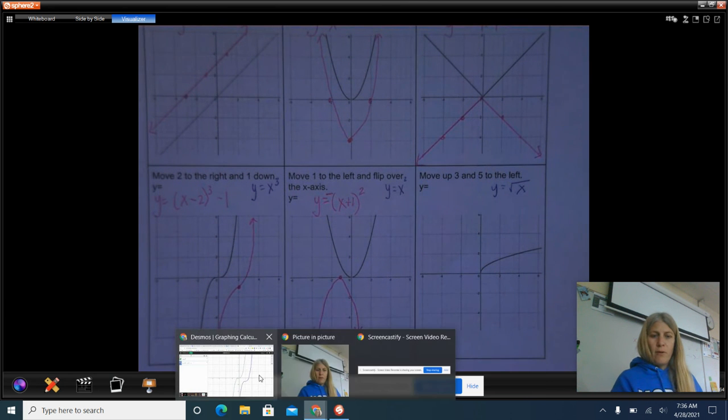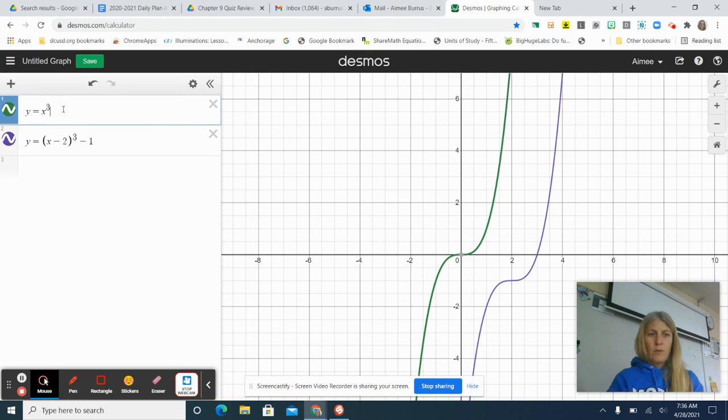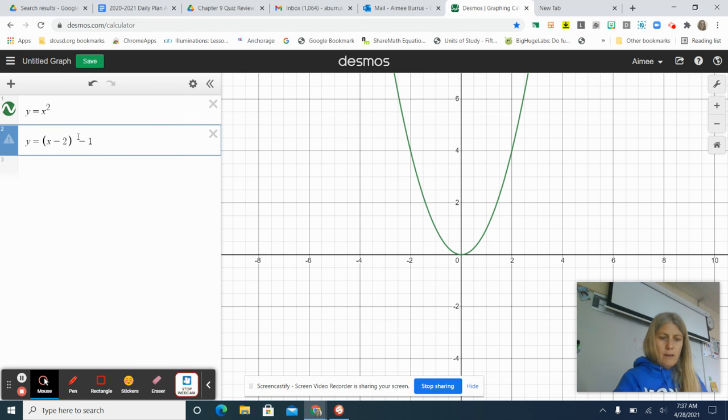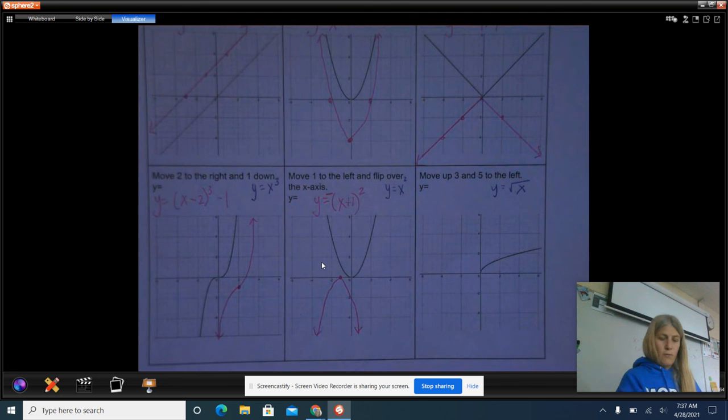So we have, for our parent function, y is equal to x squared, and then we're going to move this to a square as well, and inside our set of parentheses is going to be that plus 1 because we're moving it to the left. And then we want to flip it over, and we flip it over by making that outside negative. So lots of little things, but since you're able to use your notes, you can keep your kind of rules next to you of how each of them transforms.